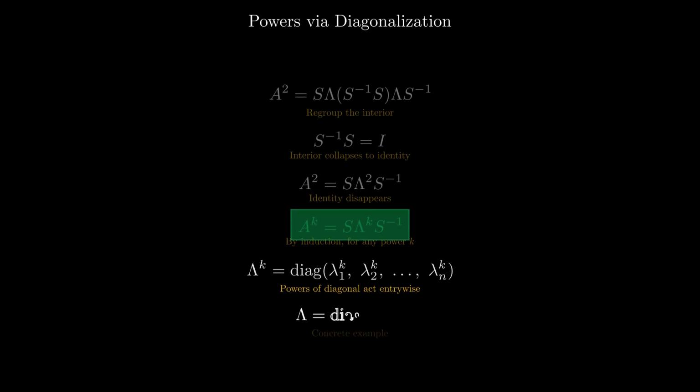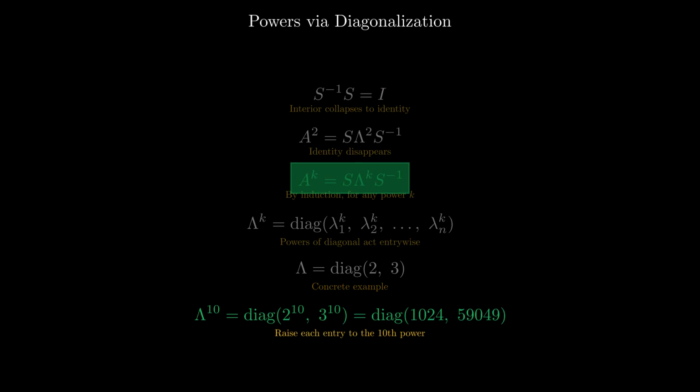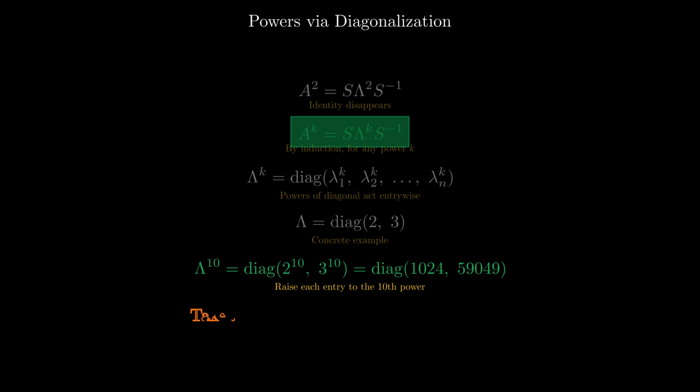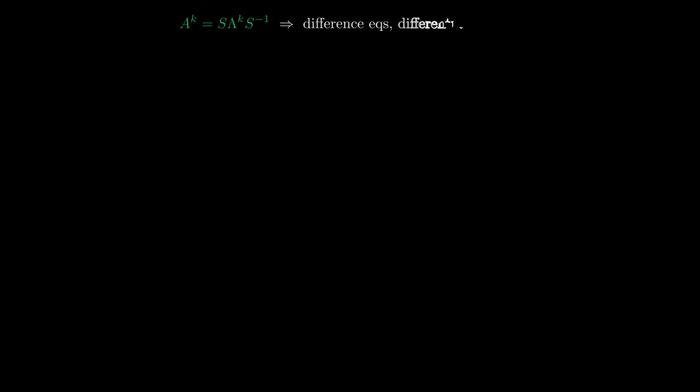For instance, take lambda equal to the diagonal matrix with entries 2 and 3. Then lambda to the 10th is the diagonal matrix with entries 2 to the 10th, which is 1024, and 3 to the 10th, which is 59,049. Compare that to actually multiplying A by itself 10 times. This is why diagonalization matters. That clean power formula drives difference equations, differential equations, and matrix exponentials anywhere A acts repeatedly.